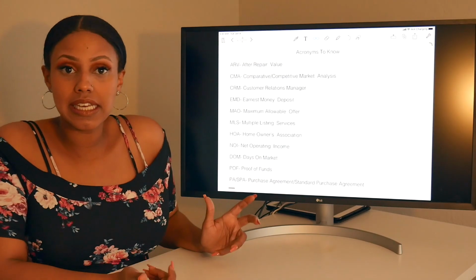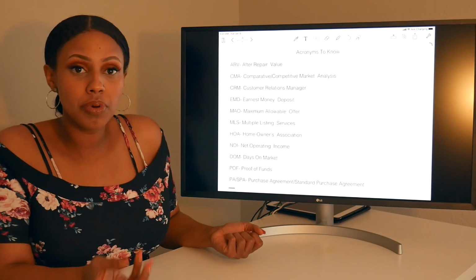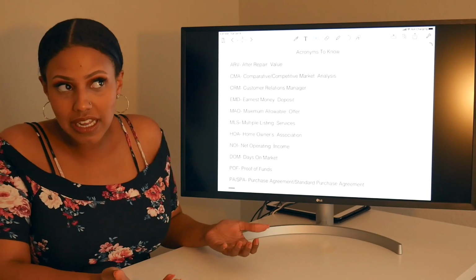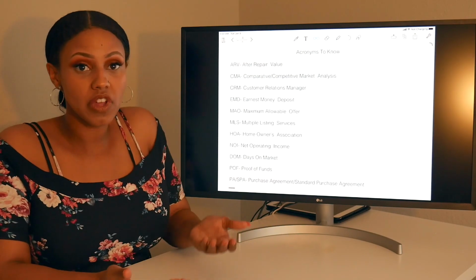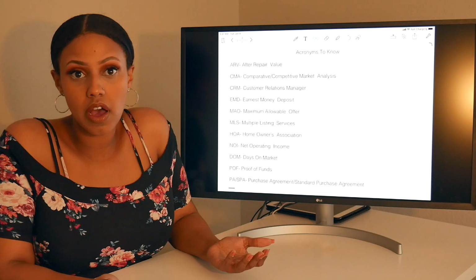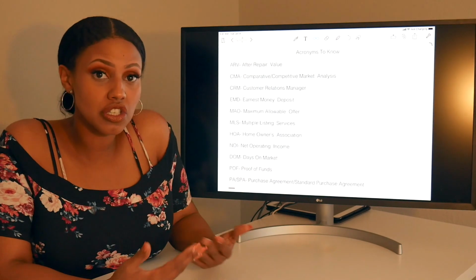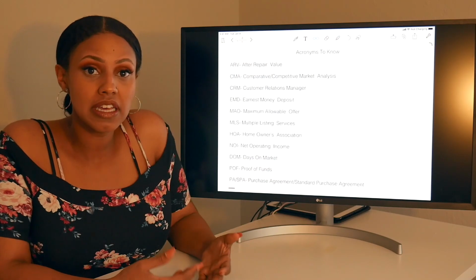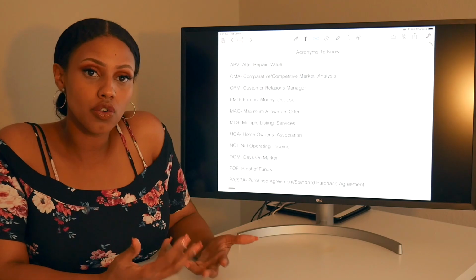The next is EMD, Earnest Money Deposit. So earnest money is just the money that you're going to put up to secure the deal. You're not necessarily always going to have to put it up. So for example, you talk to a seller, they want to sell their house, say for $200,000. It can be 10% of that, or you can just come up with your own. A lot of people put earnest money like $100, $500. It doesn't really matter. It's really what you and the seller agree to.